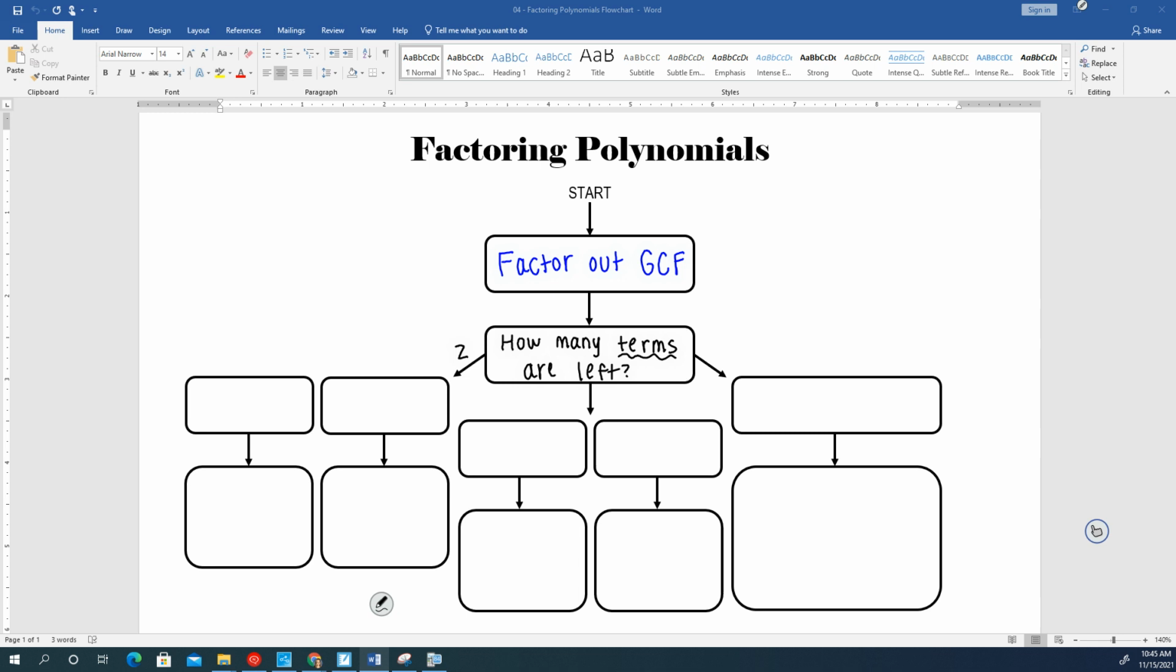There could be 3 terms. We call those trinomials. Or there could be 4 terms. And we're going to start with 4 terms. Okay? We're going to do something that is called factor by grouping.